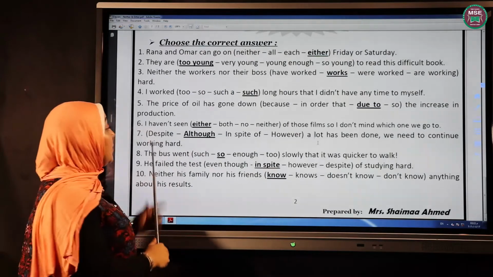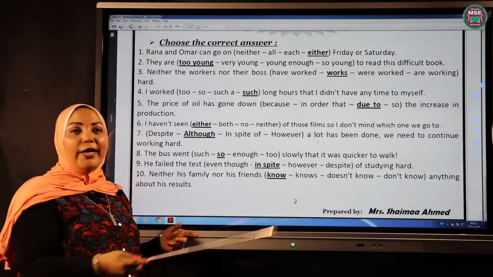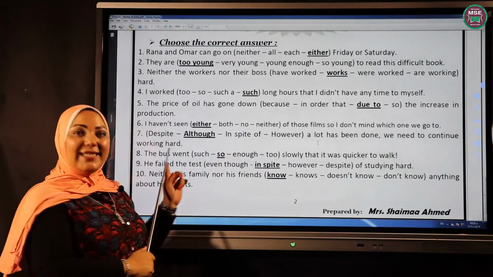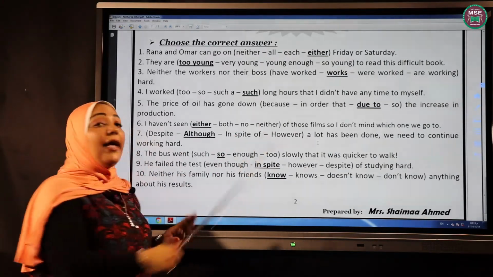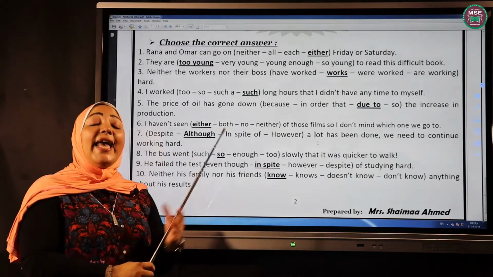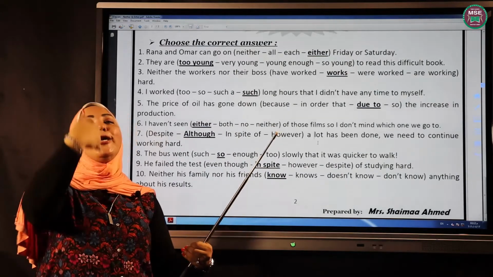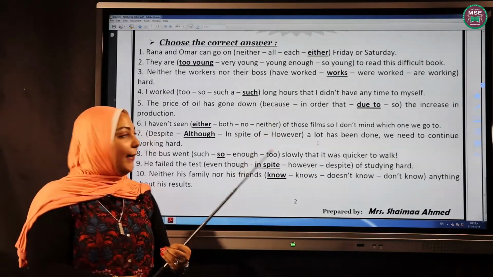Why? Because despite is followed by a noun or ing, and here is no noun or ing. And in spite of is the same. However, is not allowed to come at the beginning of the sentence like this. It separates the two sentences and it comes capitalized between them.